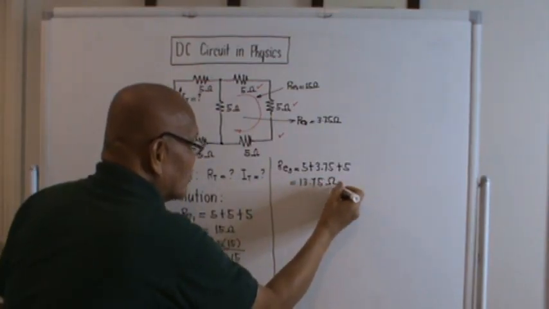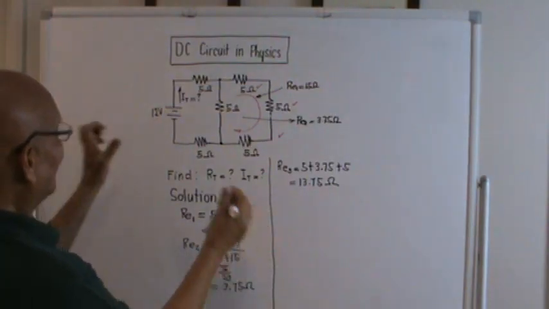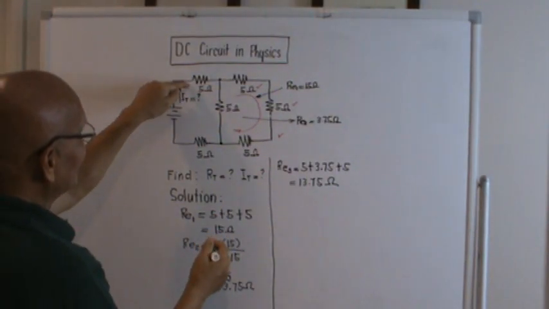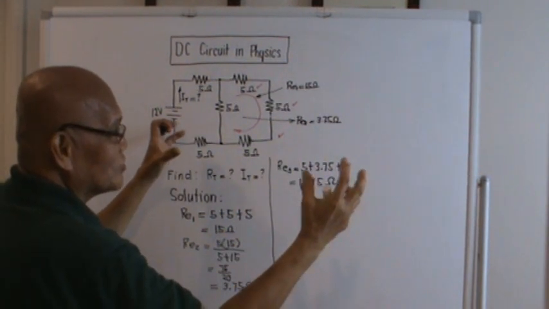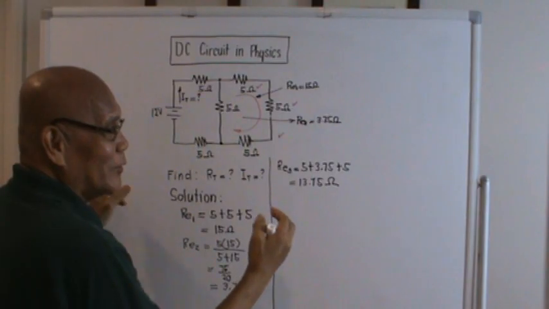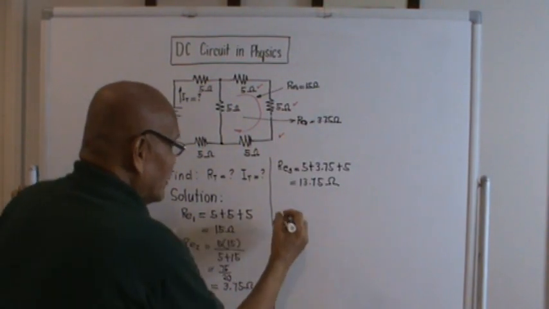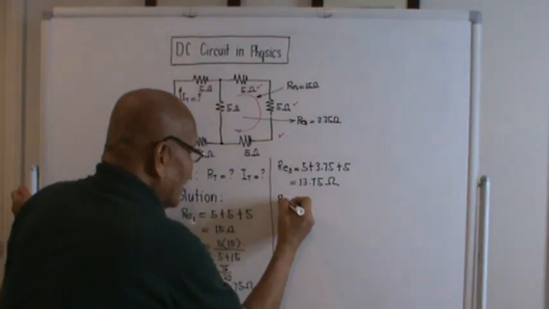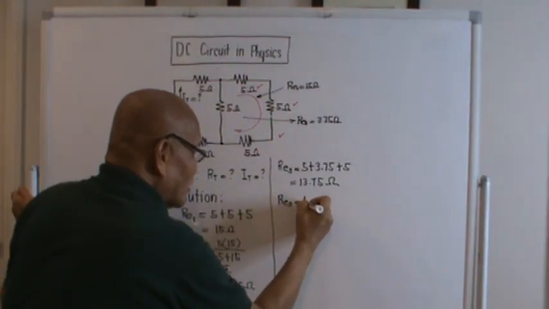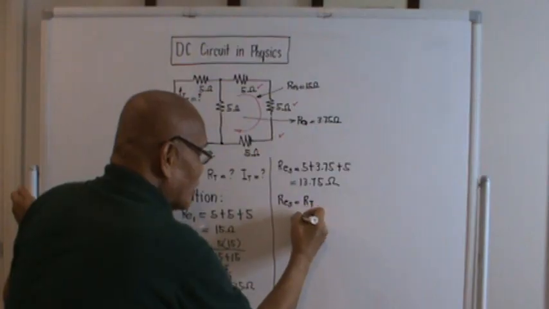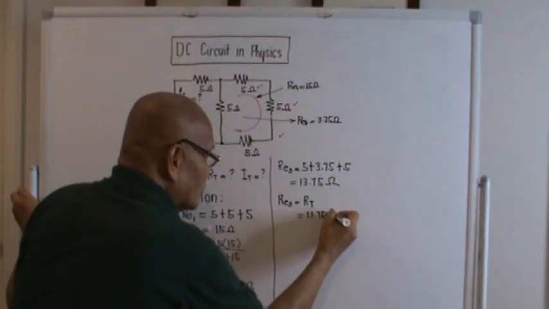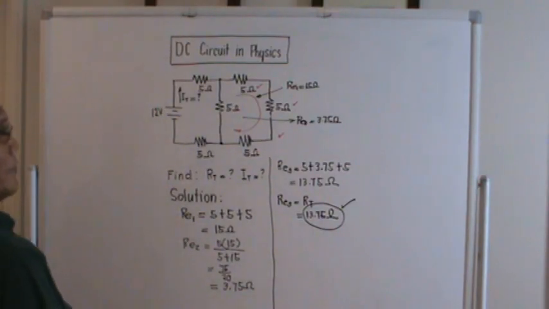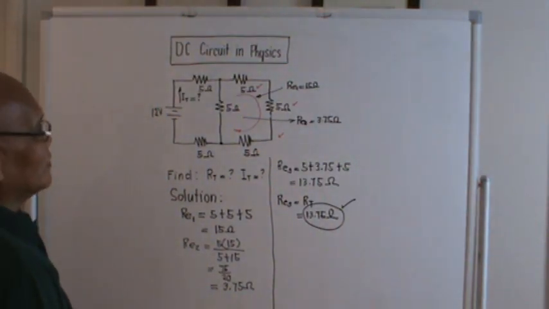ohms. Okay? And if we try to analyze it, this 5 and this 3.75 and 5 is now compressed into just a single resistor. So actually, we could rename that RE3 now. RE3 is actually equal to R total. And this should be equal to 13.75 ohms. So the total resistance now will be 13.75 ohms. Okay, you see it, guys?